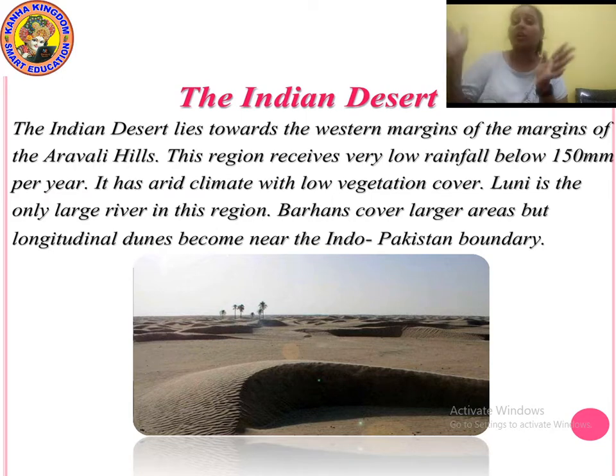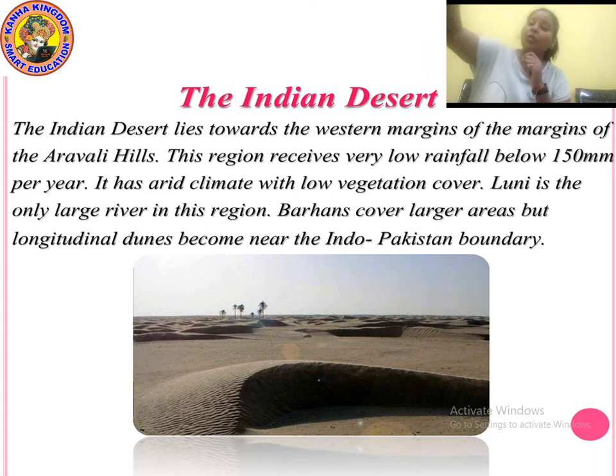This covers a very large area along the boundary of the desert area, but usually we are able to see the longitudinal dunes which have been created near the India-Pakistan boundary. As you all know, the Pakistan boundary touches the India boundary on the side of some parts of Gujarat, Rajasthan, and also Haryana and Punjab, including Kashmir. Till there the boundaries used to touch.